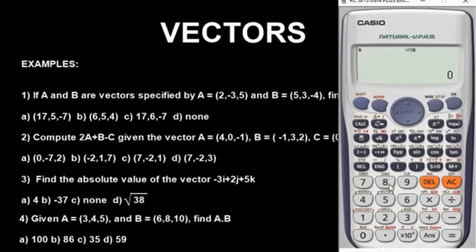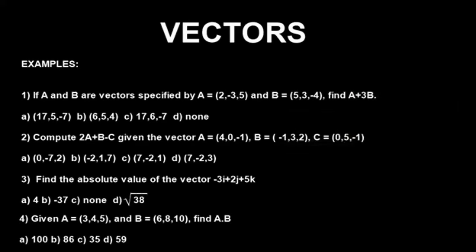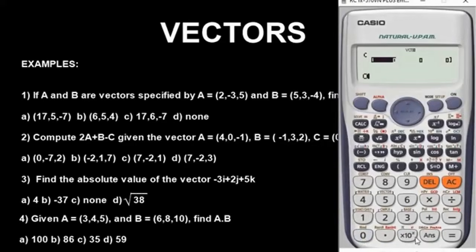So press Shift button 5, data. So vector c is in 3 dimensions. So let's check the values for vector c. We have 0, 5, and minus 1. So we have stored the values. So right now we go ahead and find 2a plus b minus c.